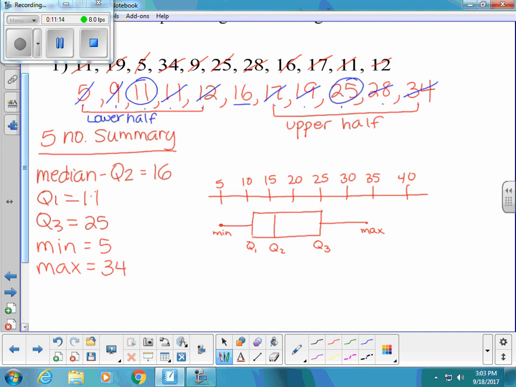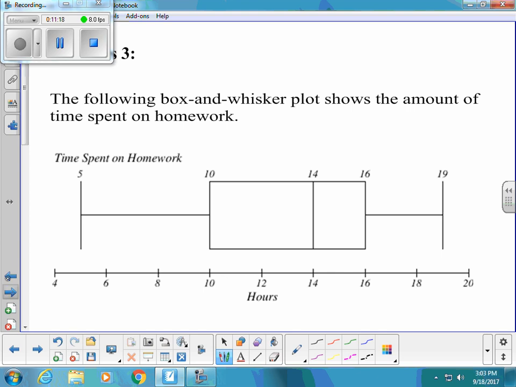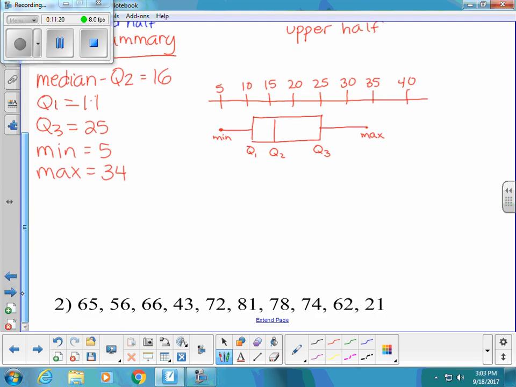This was using an odd list. Let me show you how to make one using an even list. Second example.